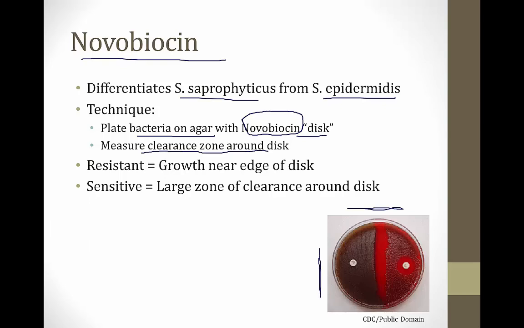On the left side, bacteria are growing right up to the edge of the disc, and that's because they are resistant to that antibiotic. They're able to grow even in its presence. On the right side, the bacteria have a zone of clearance around the antibiotic disc. That's because they're sensitive to it and they can't grow up to the area right next to the disc. So bacteria that are resistant to novobiocin will grow near the edge of the disc, and bacteria that are sensitive will have a large zone of clearance around the disc.